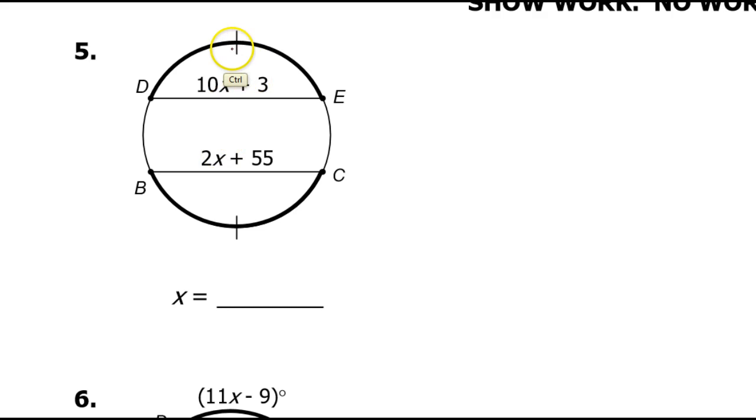So again, if the arcs are congruent, then the chords are congruent. So since arc DE is congruent to arc BC, then guess what? Chord DE is going to be congruent to chord BC. So that means, once again, I can set these equal to each other. So 10x plus 3 will simply equal 2x plus 55. Easy peasy lemon squeezy.